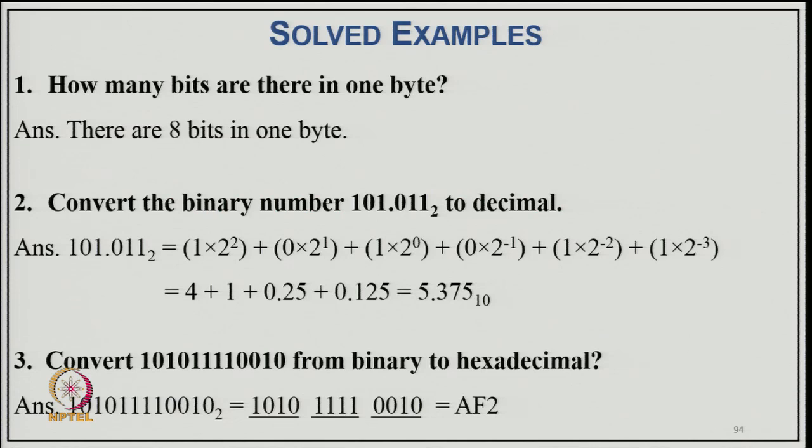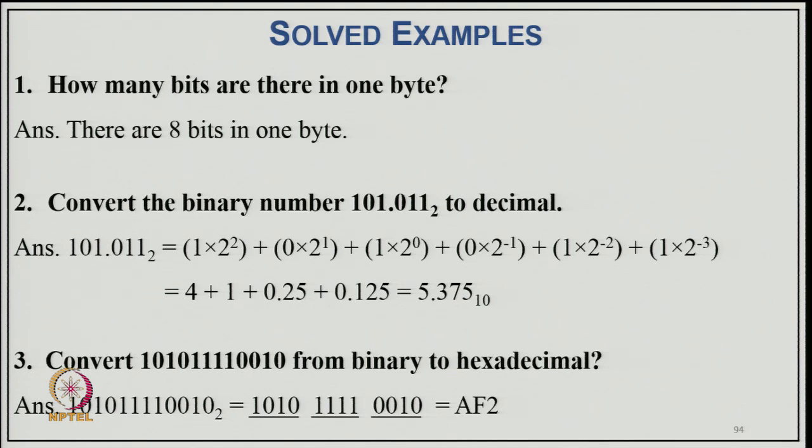Now, coming to solved numerical problems. Starting with: how many bits are there in 1 byte? There are 8 bits in 1 byte. Convert the binary number 1001.011 to decimal. So, just taking powers of 2: 1 into 2 to the power 3, 0 into 2 to the power 2, 0 into 2 to the power 1, 1 into 2 to the power 0, then 0 into 2 to the power minus 1, 1 into 2 to the power minus 2, and 1 into 2 to the power minus 3. Calculating the equivalent decimal, that comes to 9.375 at the base of 10.